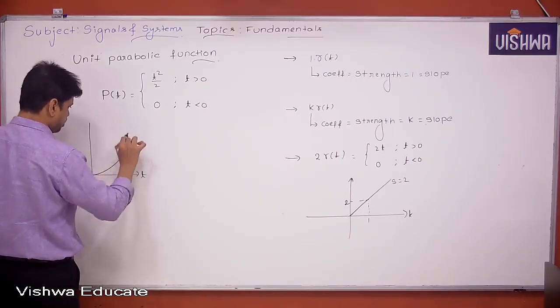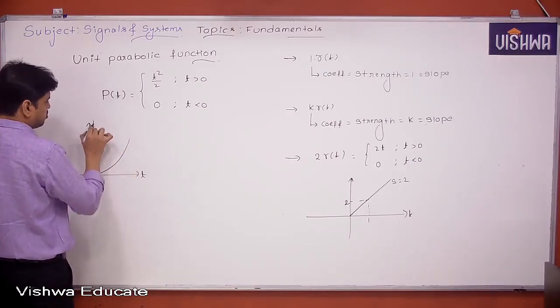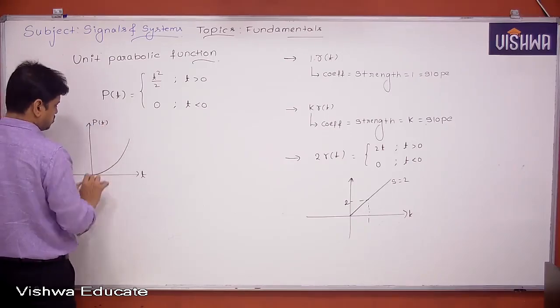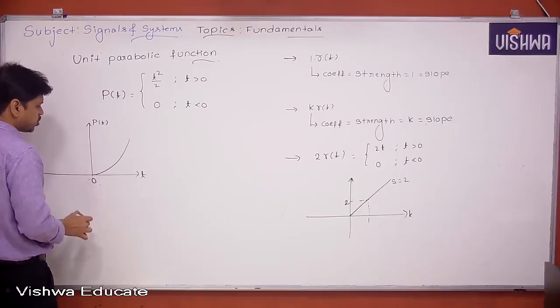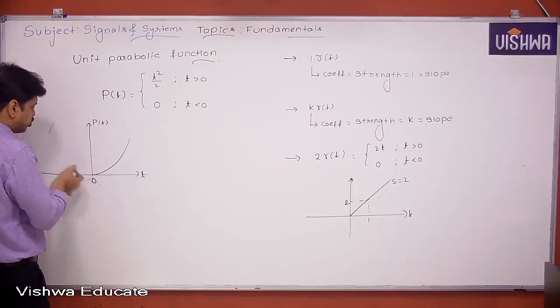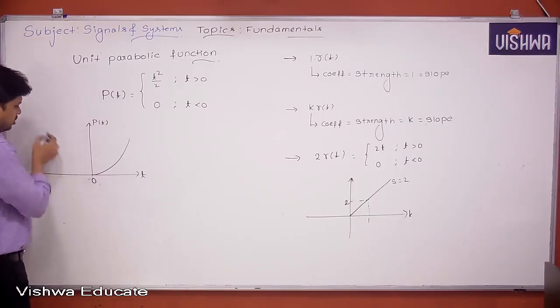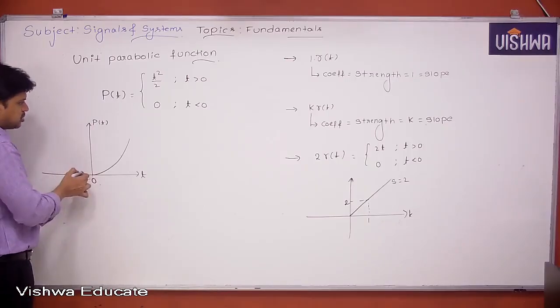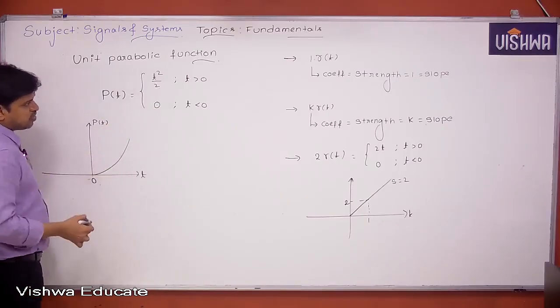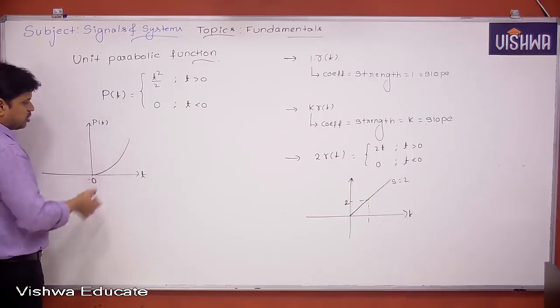It is a parabolic function. This is p of t. Its value is 0 for t less than 0. Actually, t square by 2 means it is having a part in the negative part also. It is having a portion in the negative time axis also. But I said for t greater than 0 only, so we are considering only the positive part.